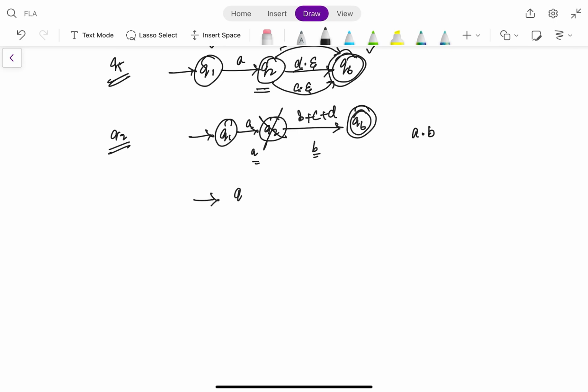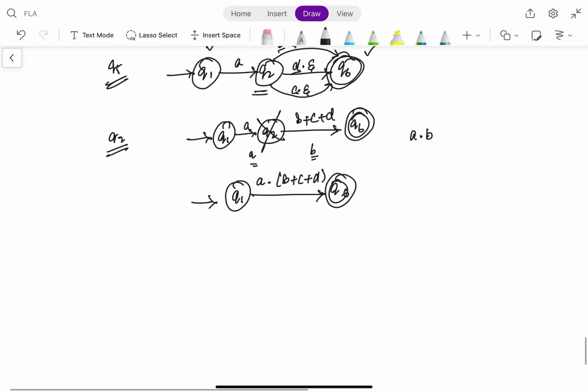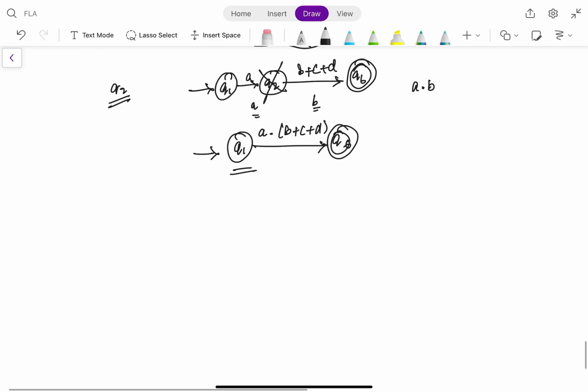So Q1, A dot B plus C plus D, this goes to Q6. Understood? So I have removed Q2 and written it as A dot B. Now you have only the initial state and final state. So our final condition is reached. Whatever is the cost of that particular transition is your regular expression. So here the regular expression is A dot B plus C plus D.